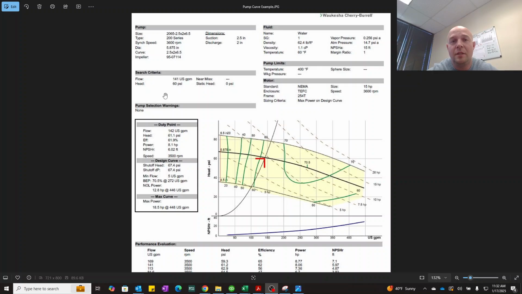So we're only using centrifugal pumps in the sanitary space with low viscosity fluids. What does that mean? Generally, that means less than 500 centipoise, though that number tends to creep every time you talk to somebody. So let's start again by looking at our search criteria. For this application, we have somebody who's pumping 141 gallons per minute at 60 psi of water.